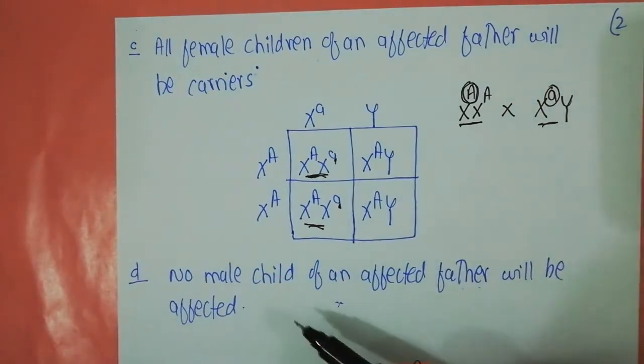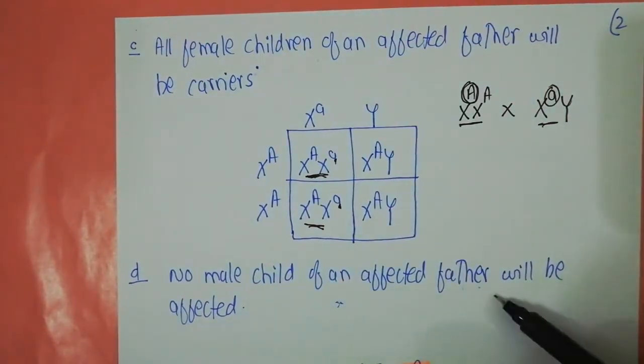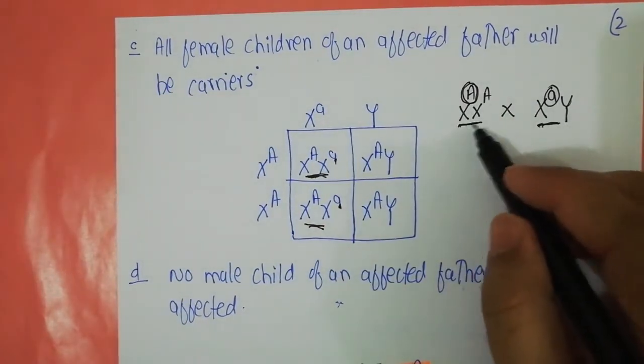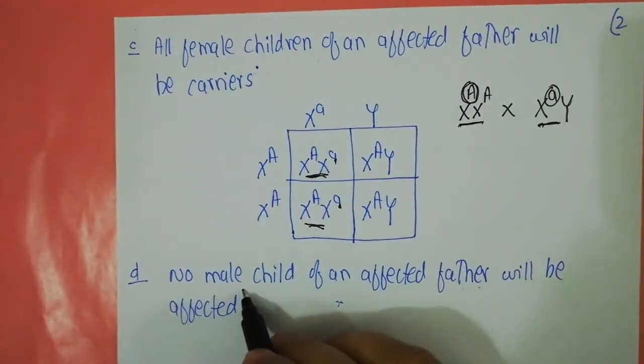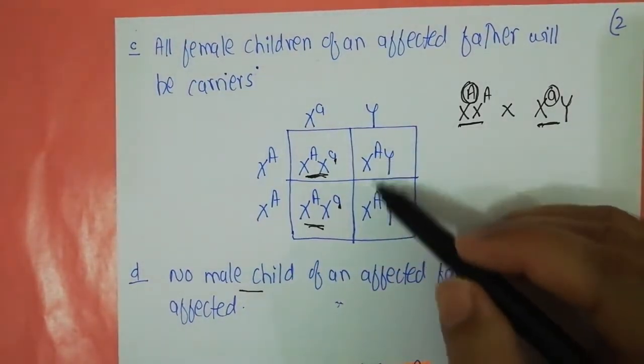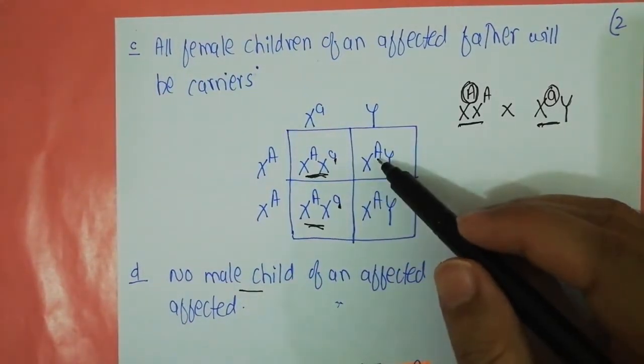If you talk about the males, no male child of an affected father will be affected. The father is affected, the mother is normal, no male child will be affected. The reason is the males are getting the X chromosome from their mother and not from their father.